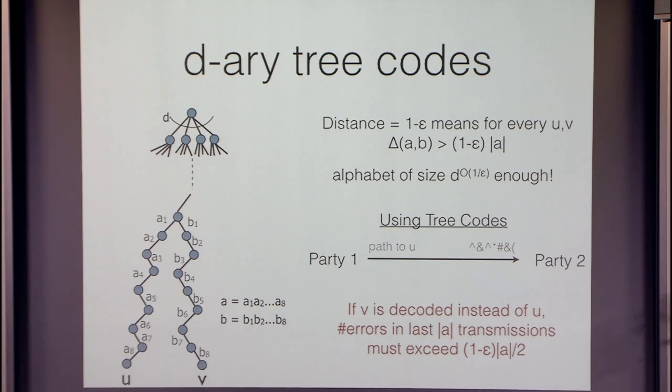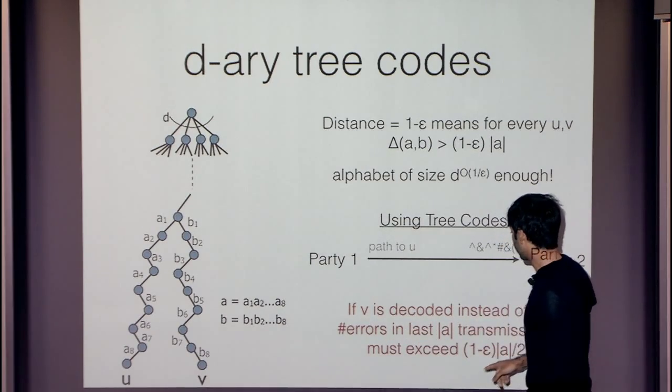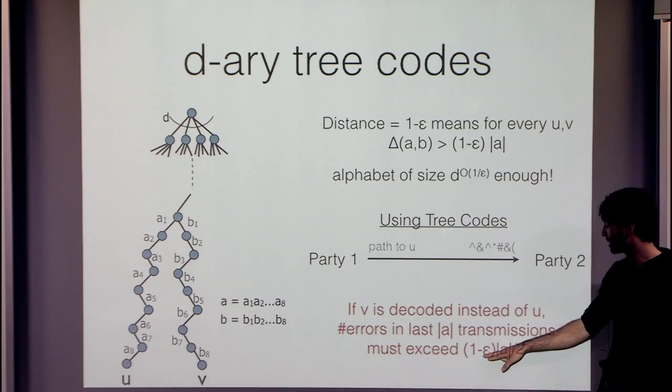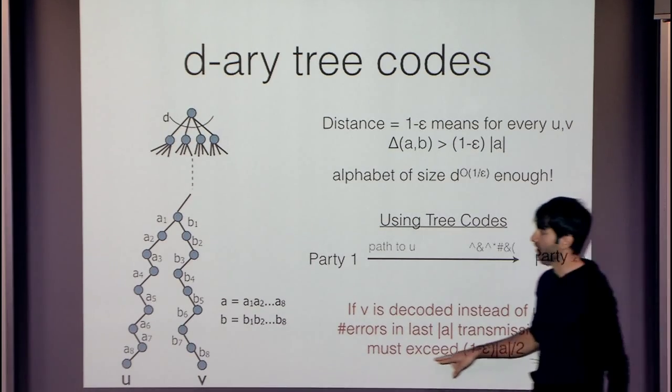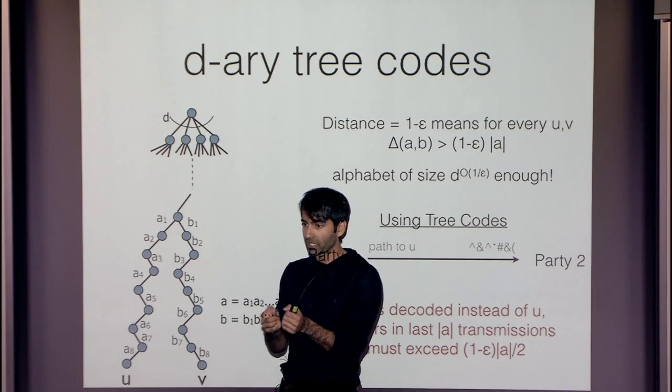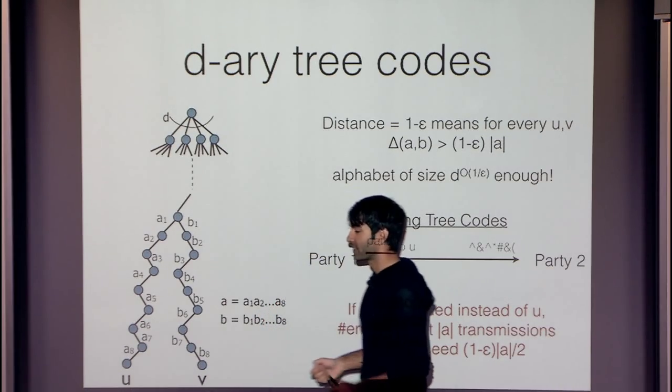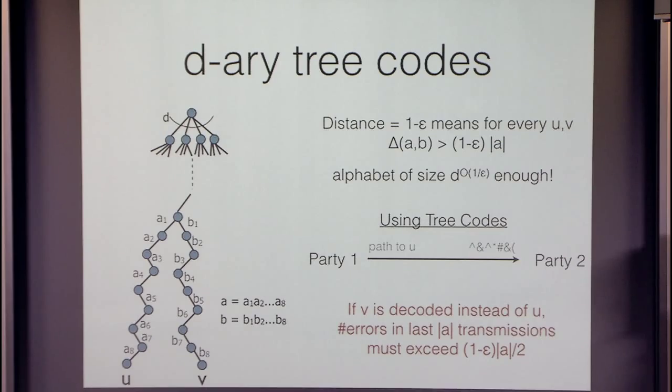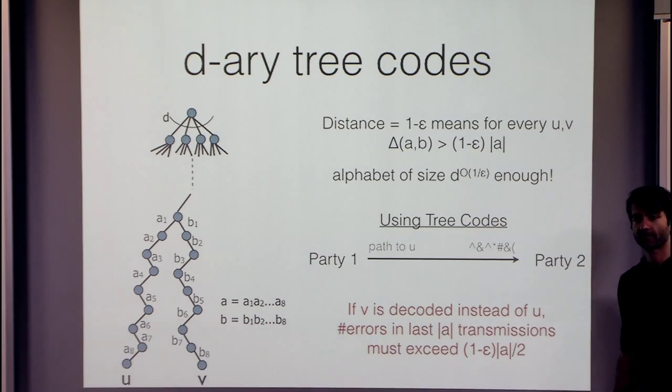Is that clear to everyone? Maybe you want to ask a question? It would help. Why over 2? That I understand. Why? Because I'm counting the number of errors. The distance in this part is 1 minus epsilon times the length here. But with 50% errors, you could interpolate between two strings, right? So decoding is most likely with decoding.